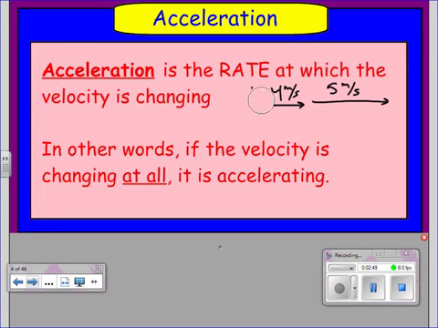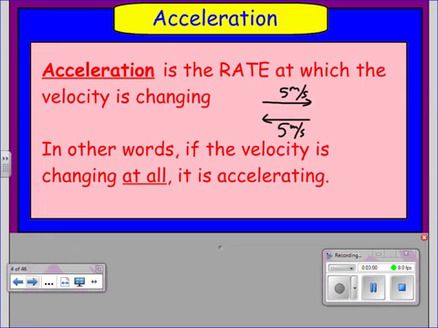However, let's look at another example. Let's say an object is moving at a constant 5 meters per second, and then decides to turn around and go 5 meters per second the other way. Is the object accelerating? You might be tempted to say no, since the speed is constant. But since the object changed direction, it is accelerating, since velocity is a vector quantity. If the direction changes, the velocity changes. And if the velocity changes, acceleration is constant.